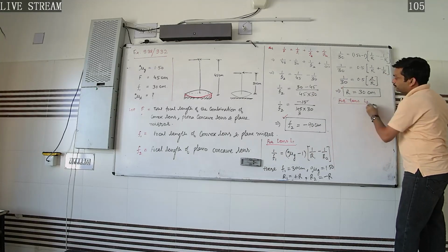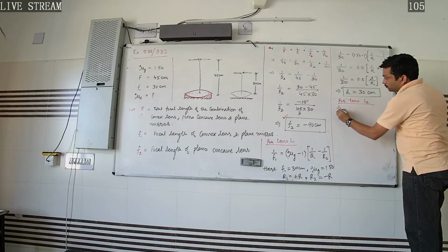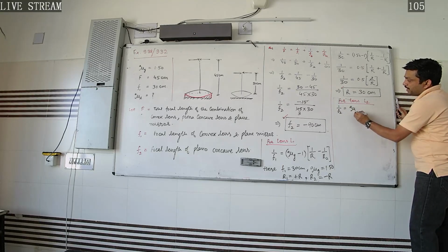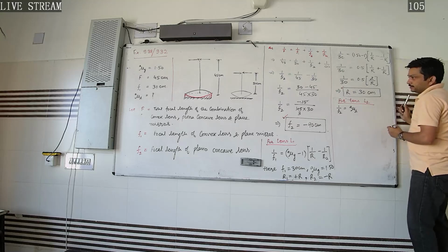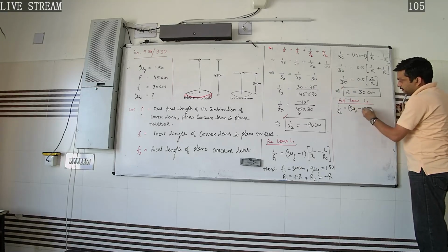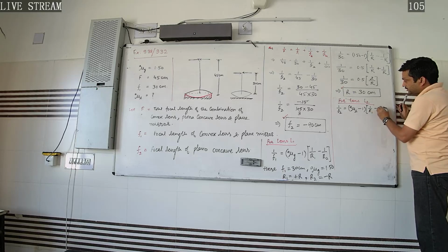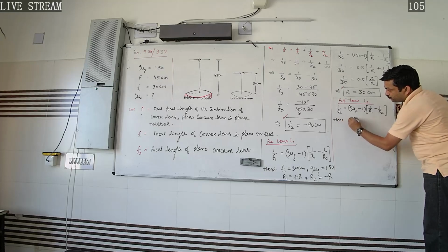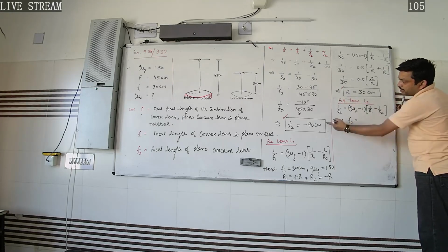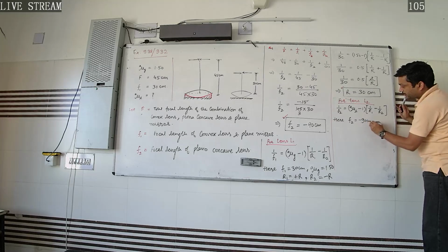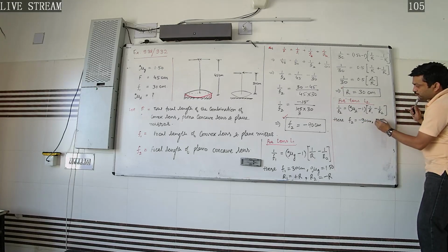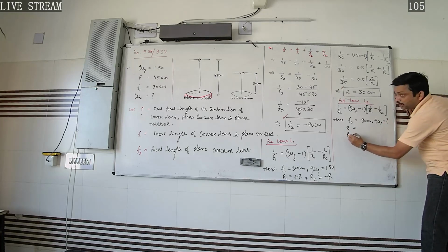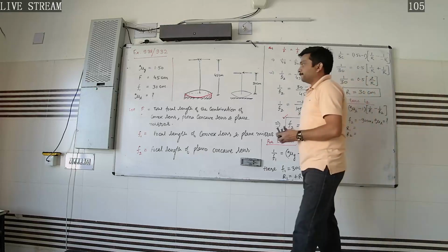For lens L2, what we have, I am writing here, 1 over F2 equals aμL minus 1 into 1 over R1 minus 1 over R2. Now here we have the value of F2. F2 equals how much? Already we have calculated, minus 90 centimeter. R and aμL we want to calculate. What about the value of R1? What about the value of R2? Value of R1 will be here.